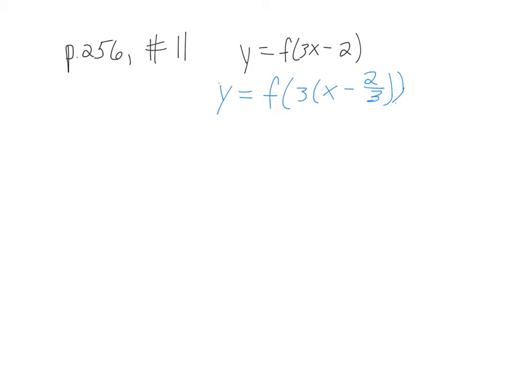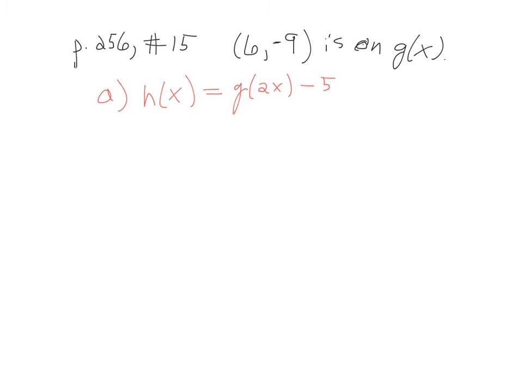Okay, let's also take a look maybe at one of the parts of number 15. We've seen some problems kind of like number 15 here, where we know a certain point is on a function, and now we want to figure out what point would have to be on this new function that's a transformation of the old one. The book just writes g of 2x minus 5 for part A. I decided let's just call that a new function h of x, all right? And now we're trying to figure out what point is on h.